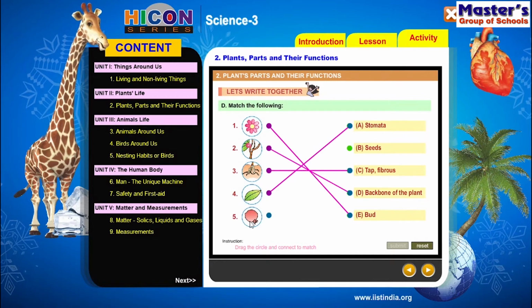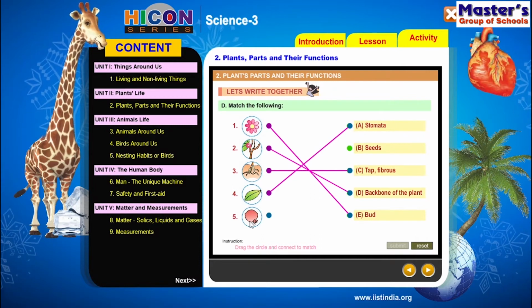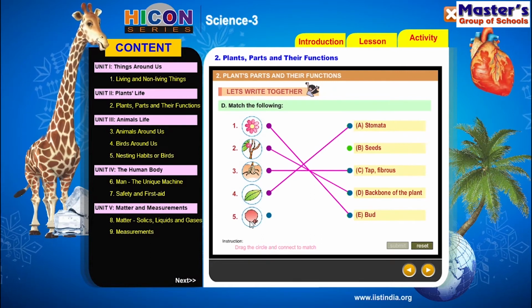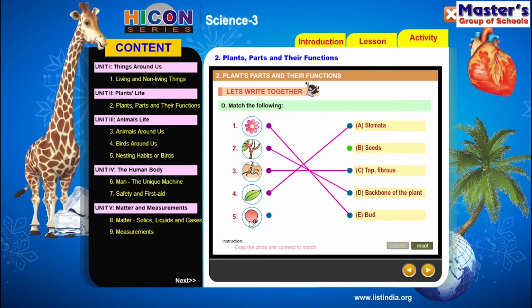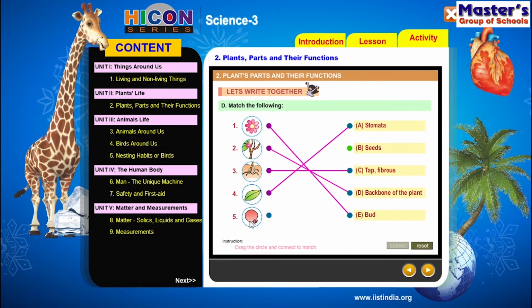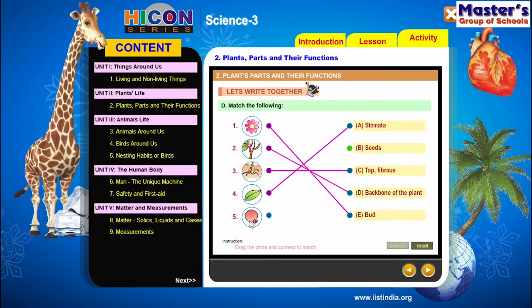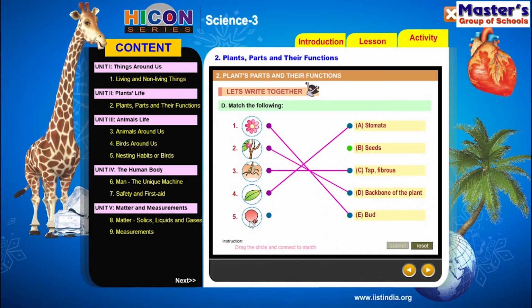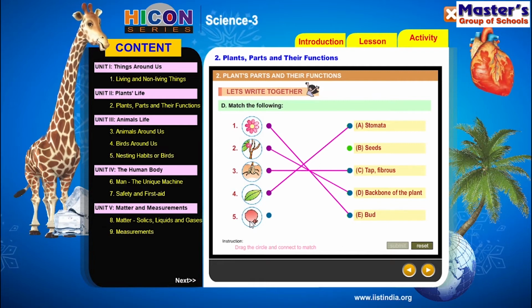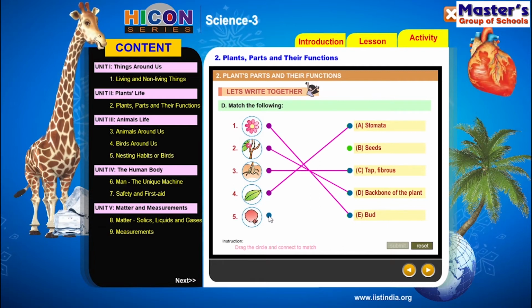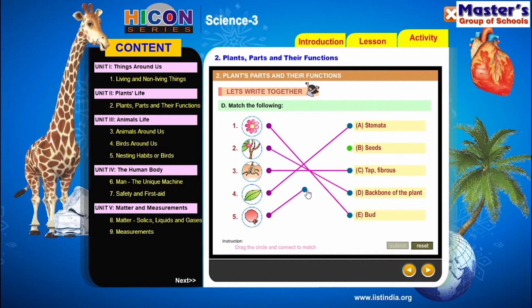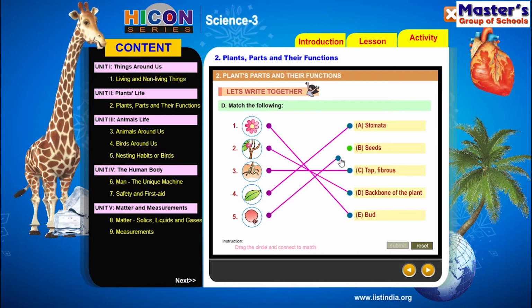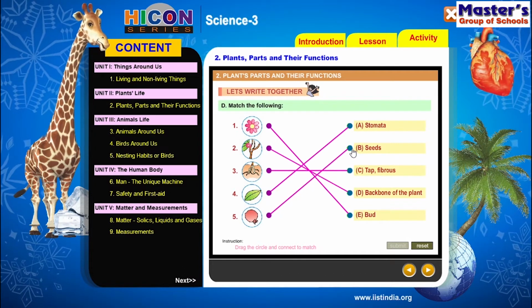Next, see the fifth picture. You are observing a fruit here. Can you identify that fruit's name? Yes, it is a pomegranate. So it is a fruit. What does a fruit contain? If you cut that fruit, you will observe some red colored seeds. Every fruit gives seeds. So fruit contains seeds. Match the fruit with the seeds. Children, this is the correct pair.